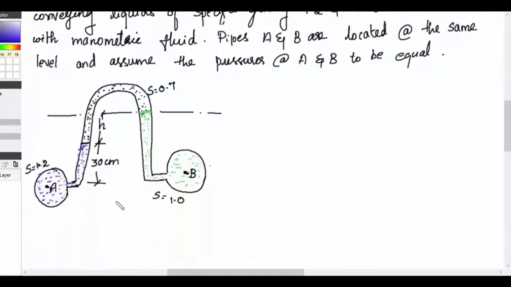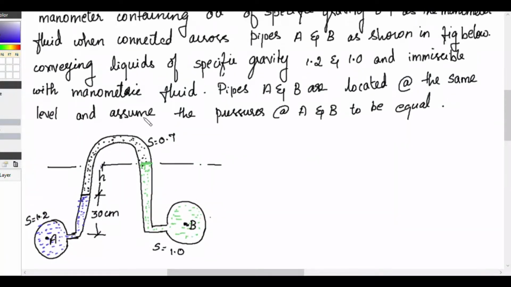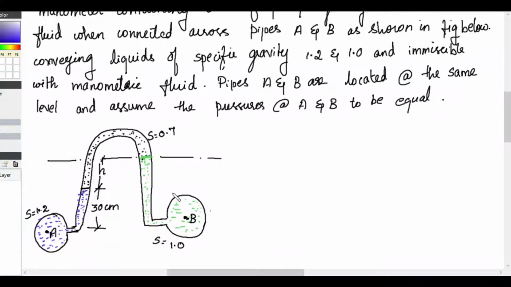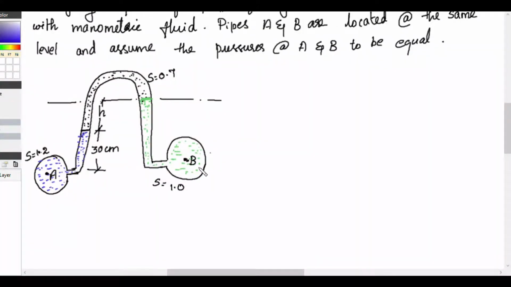So we have two fluids of specific gravity 1.2 and 1.0. Pipes A and B are located at the same level, and assume the pressures at A and B are equal. So pressure at A will be equal to pressure at B. A and B are located at the same level. Now, this S is equal to 1.2, that is, the liquid at A has a specific gravity of 1.2.